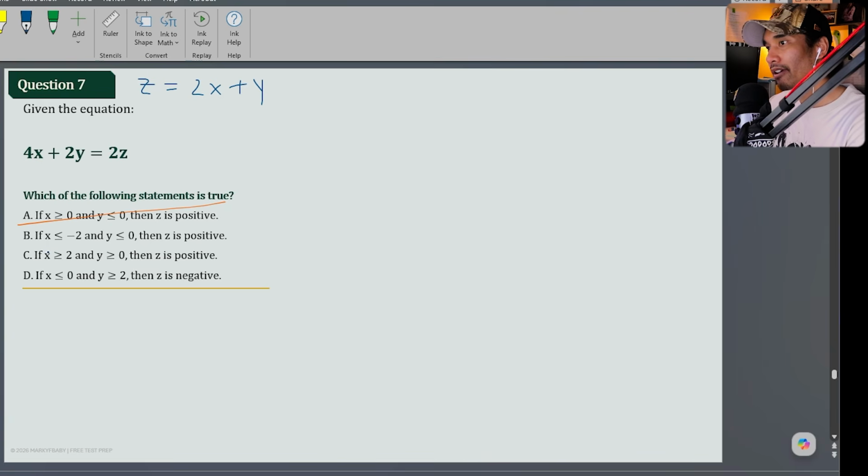And we have if x is less than or equal to -2. So we could choose, okay, less than or equal to -2. I'm going to choose the boundary, which is -2. X equals -2. And then I have y is less than or equal to 0. And I'm just going to choose y is equal to 0. Okay, z is positive.